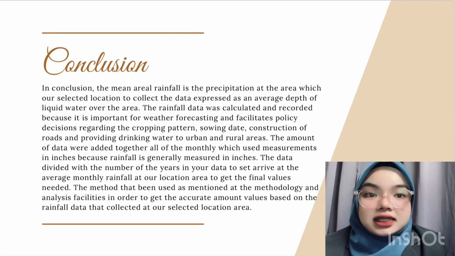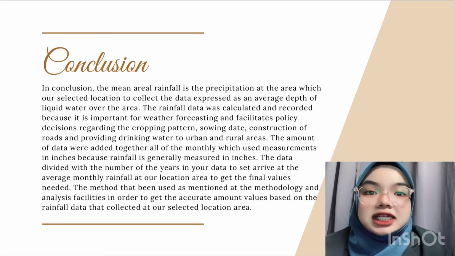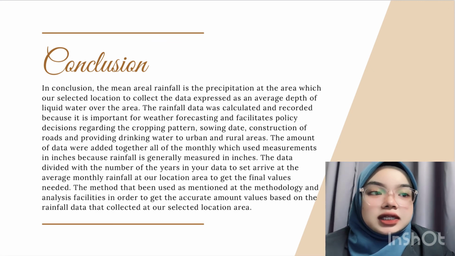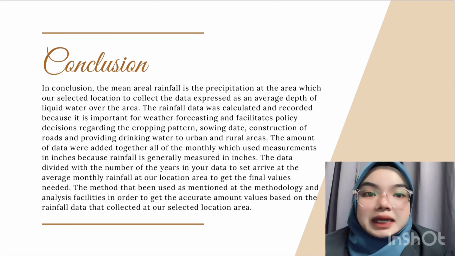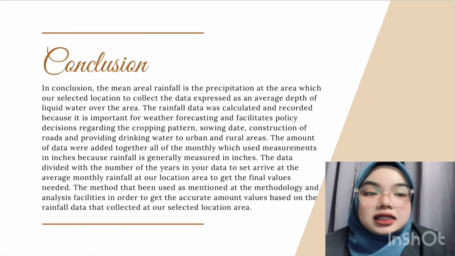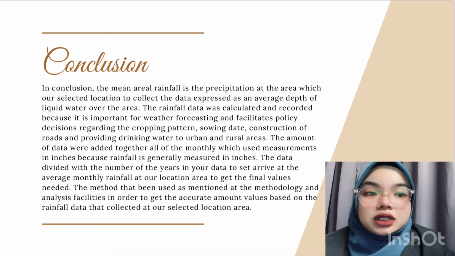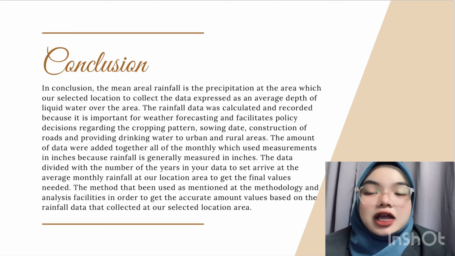The amounts of data were added together for all of the months, using measurement in inches because rainfall is generally measured in inches. The data is divided by the number of years in the data to arrive at the average monthly rainfall at our location area to get the final values needed. The method that has been used, as mentioned in the methodology and analysis, facilitates getting accurate values based on the rainfall data collected at our selected location area.